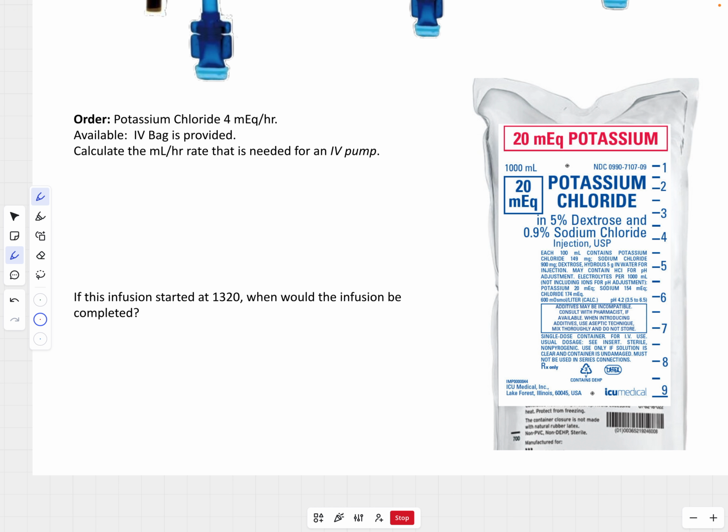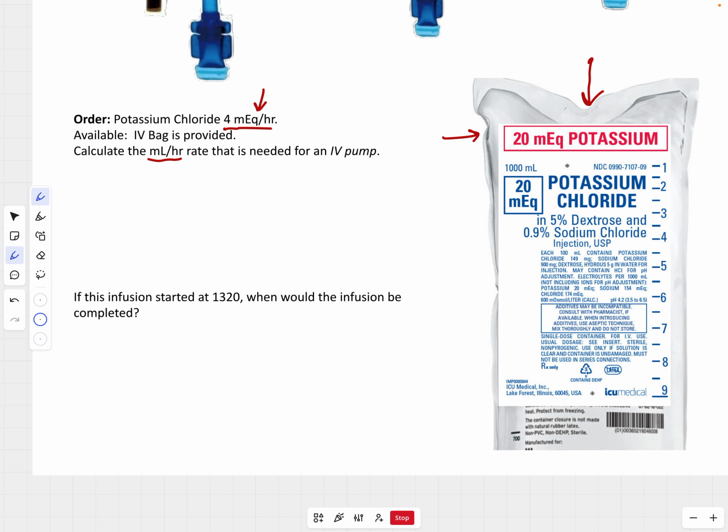So in our first problem here, we need to make sure our patient receives potassium chloride at a continuous rate of 4 milliequivalents every hour. This is the IV bag that we are going to hang. And we need to make sure when we are setting our IV pump that we set the correct milliliter per hour rate for this bag for this rate. Lots of arrows. So what should we do?